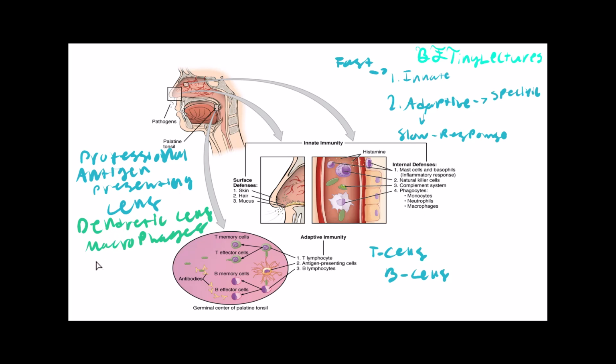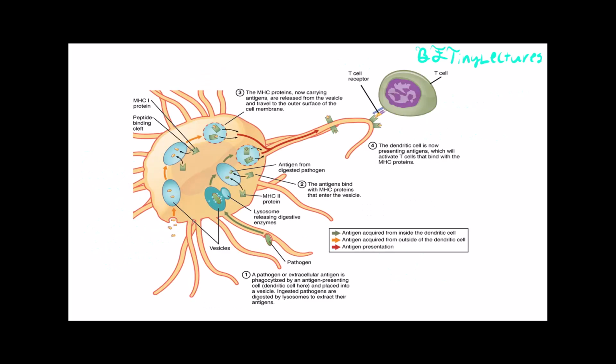And we can also have the B cells, but that's not really common. The main cells that do the presentation of antigens are the dendritic cells. This is a professional antigen presenting cell. For instance, you can have something like a macrophage, a B cell, or in this example, we're dealing with a dendritic cell.